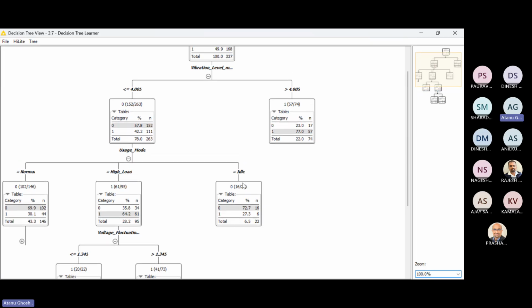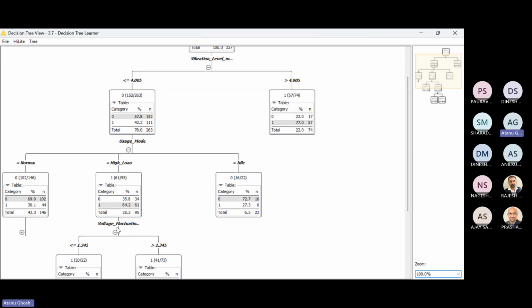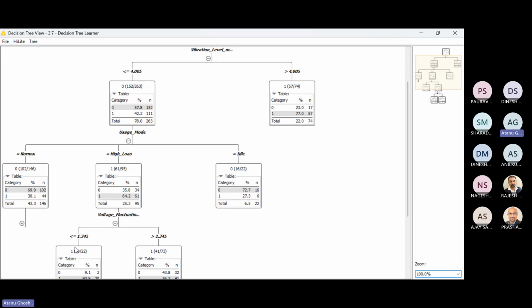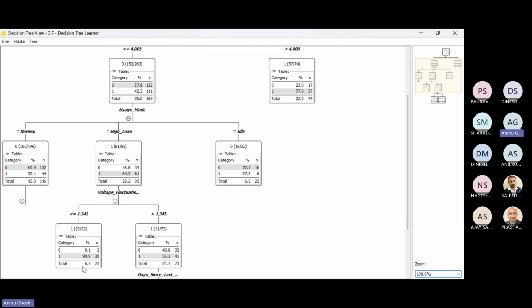I may have to create multiple if-else conditions. If vibration is less than 4.00, if usage mode is equal to high load, and if voltage fluctuation is less than 1.0, like that, I have to make a long if-else statement. But ultimately, I'll get one if-else string where I will say that 100% the machine is going to fail. It may be very long, but there is a definite series of if statements which will lead me to conclusively say whether the machine is going to fail or not fail. And if I look at it, that's what I actually wanted. So what is the problem?